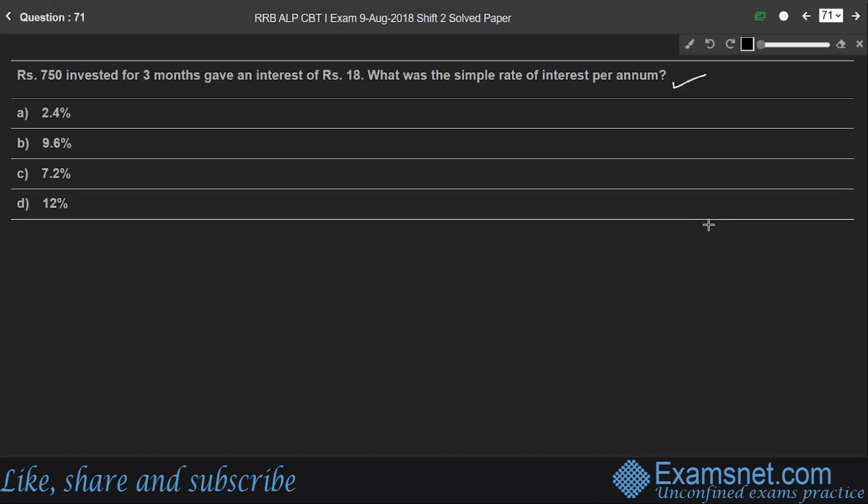Question 71. 750 rupees invested for 3 months gave an interest of 18 rupees. What was the simple rate of interest per annum? Students, here the question is based on the simple interest concept. Simple interest: I is equal to PTR by 100. P is the investment, T is the time period, and R is the rate of interest. Here the rate of interest per annum is asked, so we'll consider the terms.